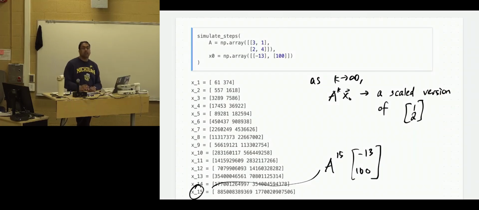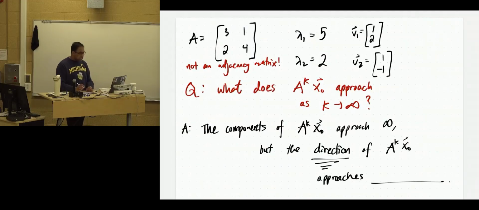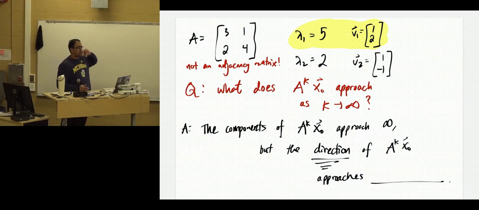What's special about 1, 2? Yeah. It has the biggest eigenvalue of 5. Exactly. 1, 2 is the eigenvector of the biggest eigenvalue. To be more precise, I should say biggest in absolute value. If this were negative 5, I'd still see the same behavior.